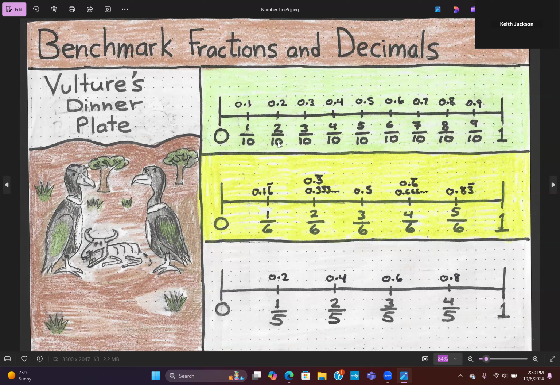Now let's take 2/10, for example. We have 2/10 right here. If we simplify it, it is the same as 1/5. And guess what? They have that same decimal equivalent that you see right above both of those fractions.